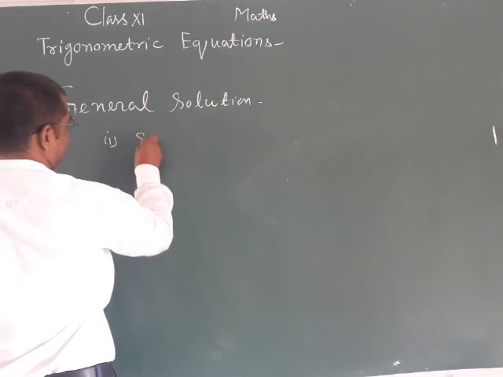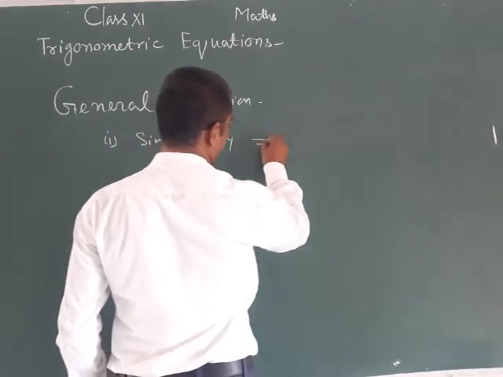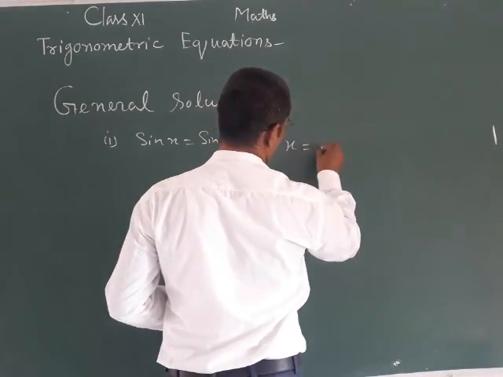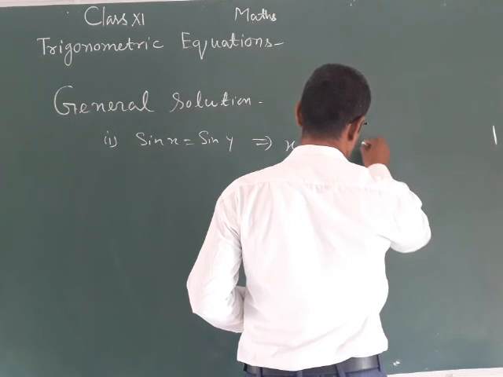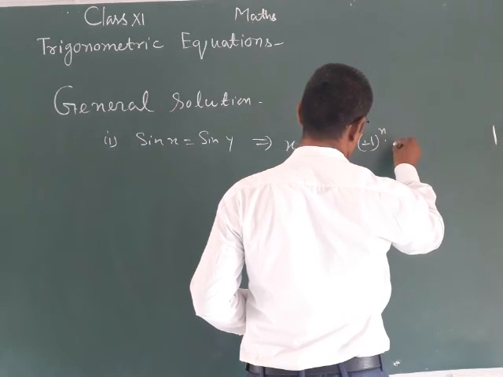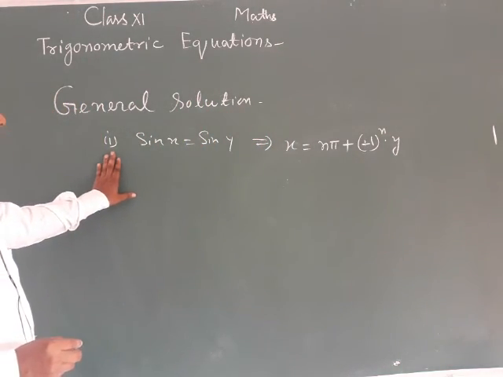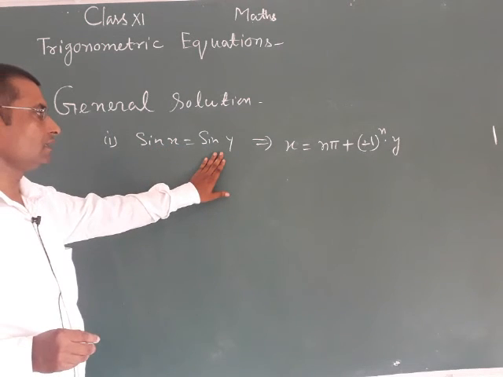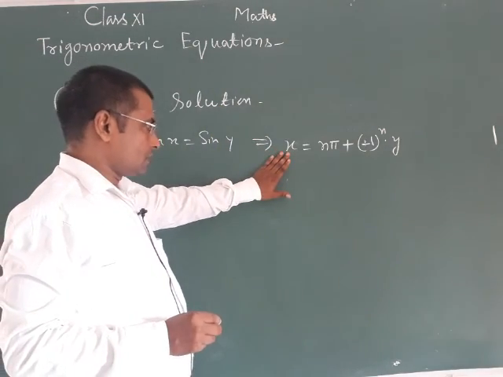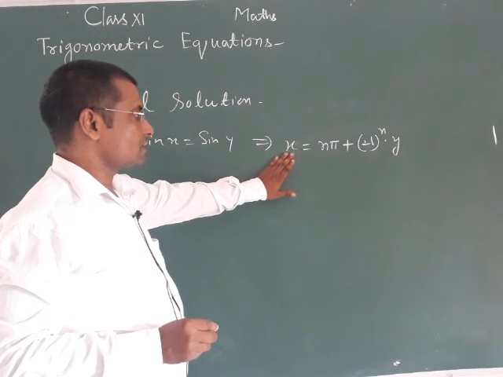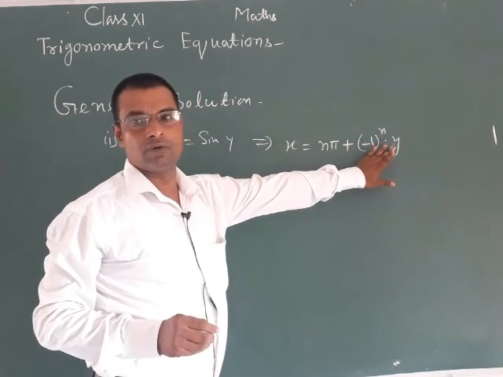First, sin x is equal to sin y. This implies that x is equal to n pi plus minus 1 to the power n into y. So the general solution in the sine ratio is x is equal to n pi plus minus 1 to the power n into y.